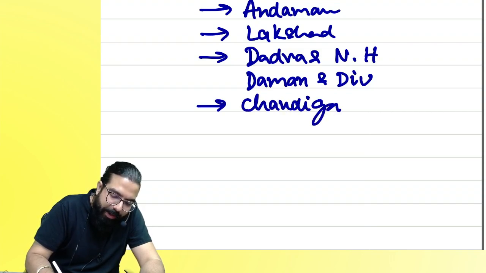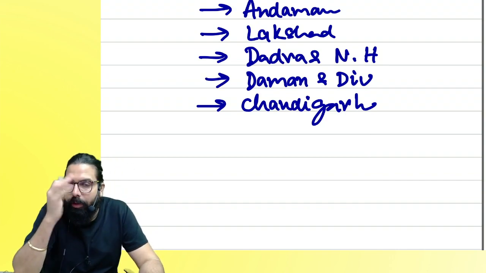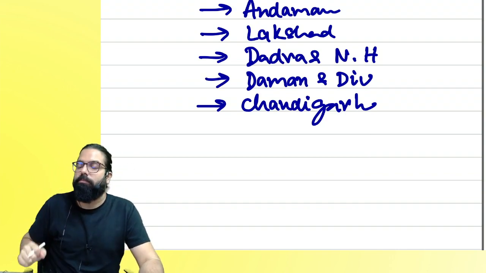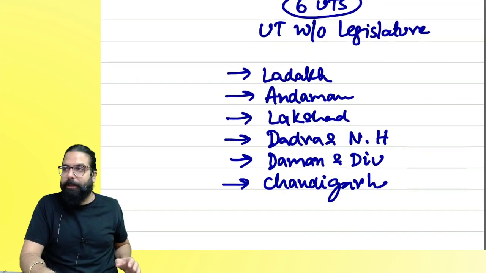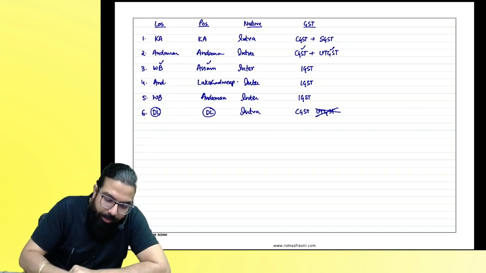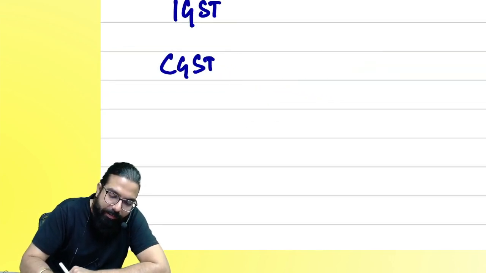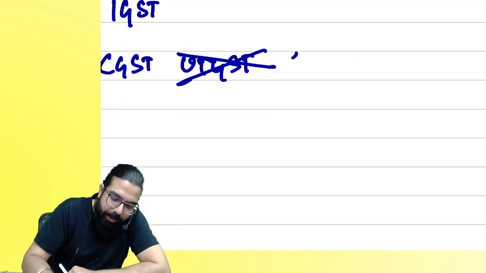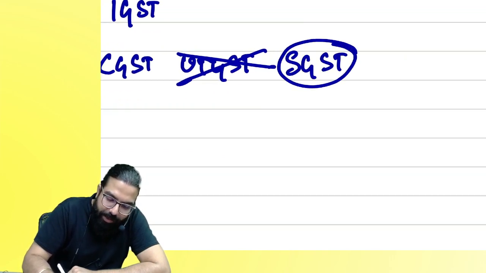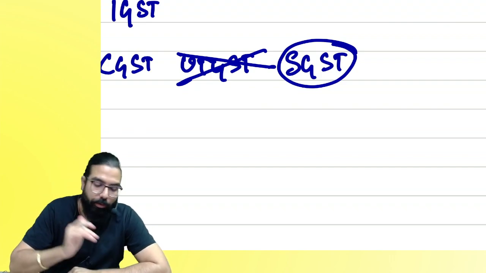Now listen to me very carefully. If I show you only this much, how many UTs? 6 union territories. Now tell me one thing: in Delhi's case, what will come? CGST and SGST, and remember, it will always be so. Are we clear, everyone? Why? Because Delhi is a state.